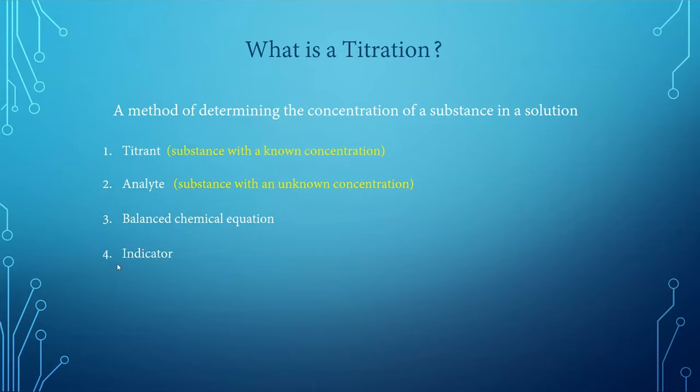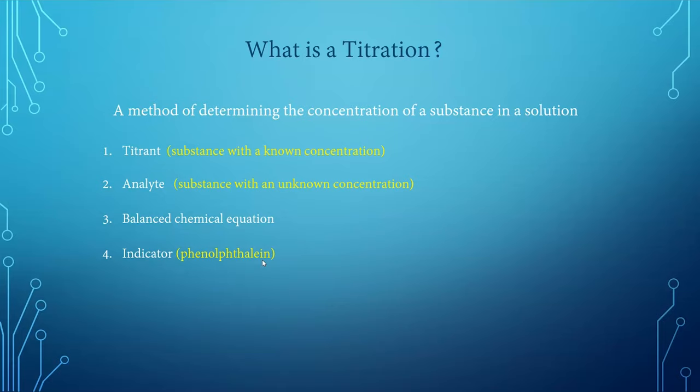We also need an indicator. You may recall back in the water hardness lab, we used something called Eriochrome Black T. That was an indicator that was sensitive to calcium. In this particular case, we're going to use phenolphthalein. That is probably the most common acid-base indicator. It is colorless when the solution is acidic, and it turns pink when the solution is basic.